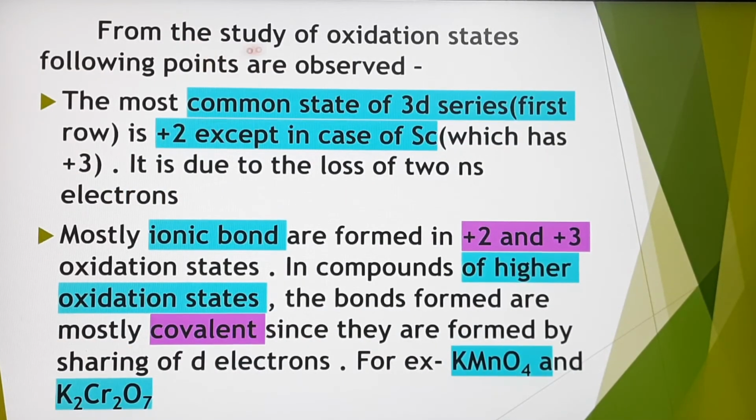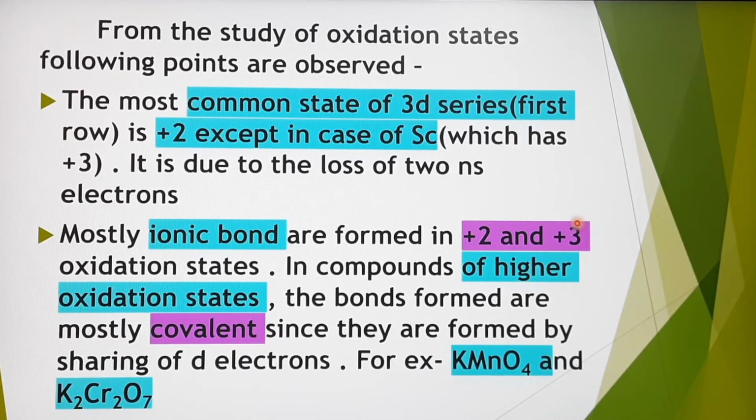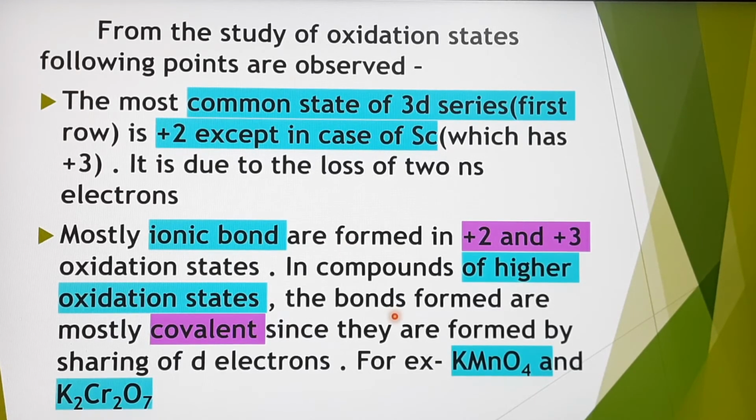Now, from the study of oxidation state, these points are observed. The most common oxidation state of the 3d series is +2, except in case of scandium, means +2 oxidation state is shown by all the members, because in the valence shell 2 electrons are present. In lower oxidation states, the compounds are mainly ionic, like in +2 and +3 oxidation states, while in higher oxidation states the compounds are covalent, formed by the sharing of d electrons, like KMnO4 or potassium dichromate.